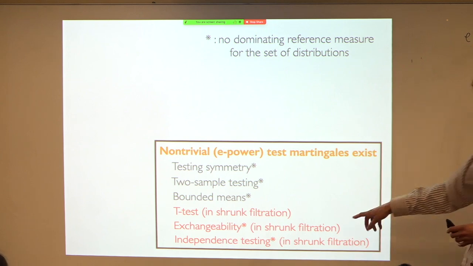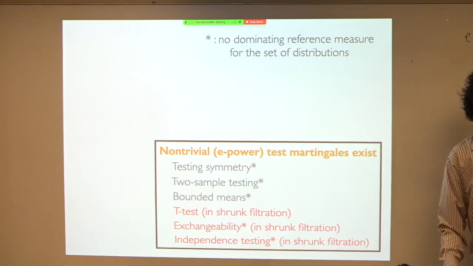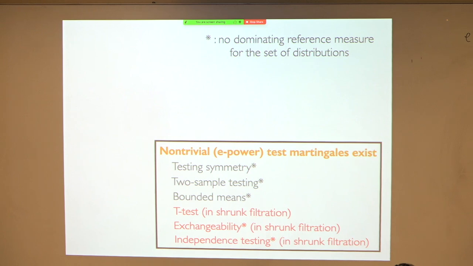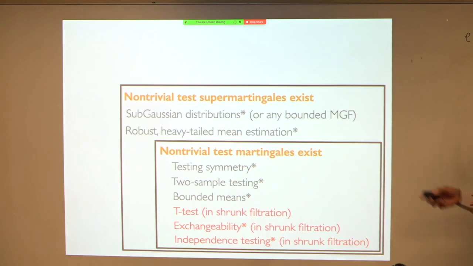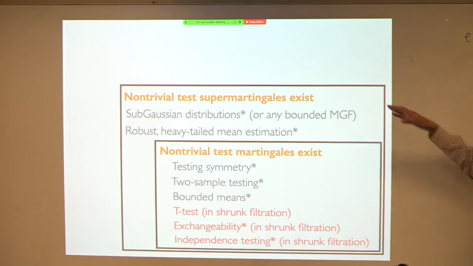There are some interesting ones. For testing exchangeability, there's no test martingale in the full filtration, but there is a test martingale in a reduced filtration. Similarly for independence testing, and similarly for the t-test. You can prove that for some problems there is no test martingale in the original filtration of the data. You have to shrink the filtration of the data, then suddenly test martingales emerge. But there are some problems for which no non-trivial martingale exists, but non-trivial supermartingales exist. So for example, sub-Gaussian distributions or any bounded MGF, you can prove that there is no test martingale for sub-Gaussian distributions, but there are test supermartingales.